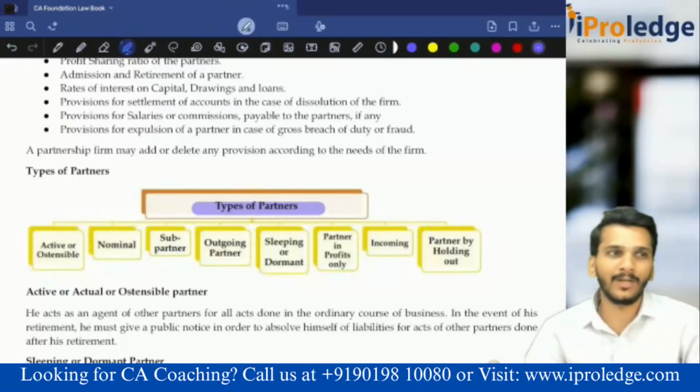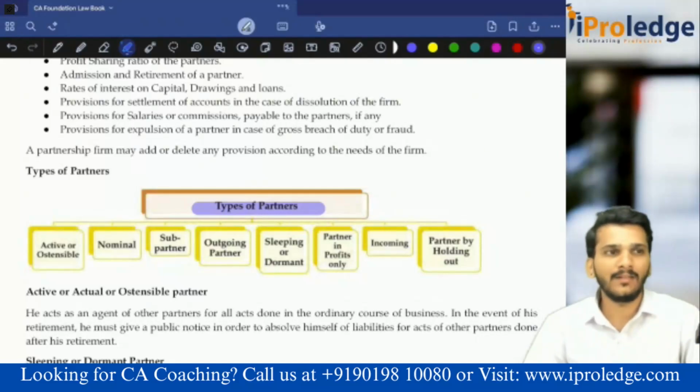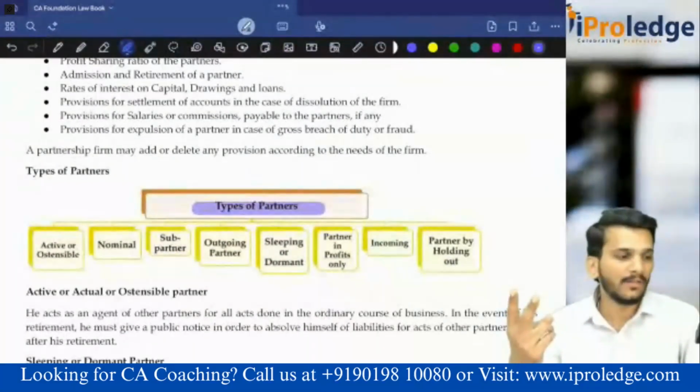6 months sleeping, 1 more 6 months also again sleeping. 6 plus 6, 12 months sleeping. That is why they are sleeping partners. So active partners, whenever consider, for example, a person, there are 5 partners, 3 are active partners, 2 are sleeping partners.